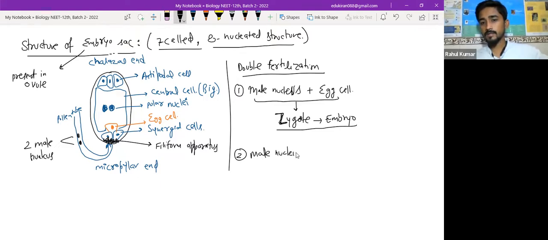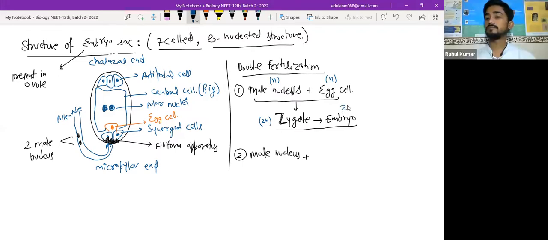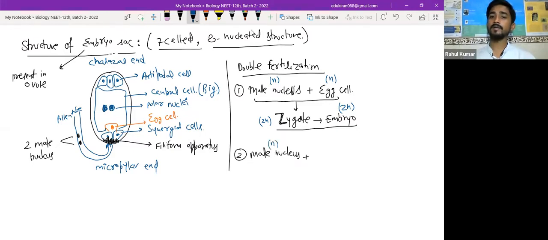Another male nucleus fuses. Now look here, this male nucleus is haploid, correct? And the egg cell is also haploid. So the zygote will be diploid. Yes or no? Yes, sir. And the embryo will be diploid. Yes.